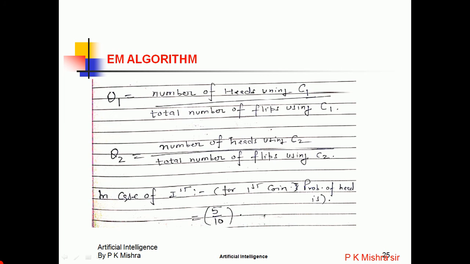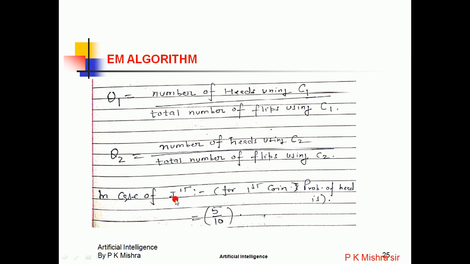Now see, next, this is the formula. Theta 1 equals the number of heads using C1 divided by the total number of flips using C1. And theta 2 equals the number of heads using C2 divided by the total number of flips using C2.